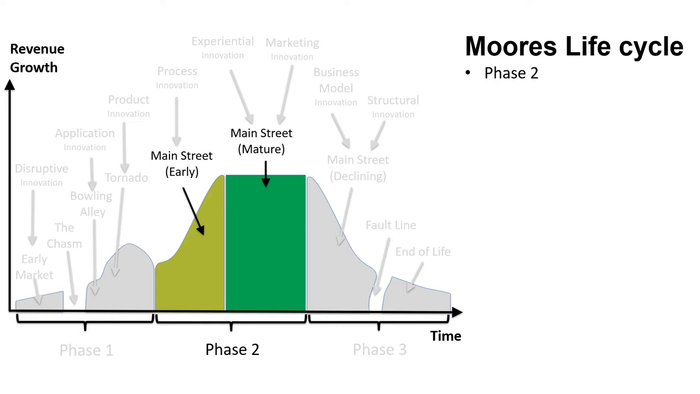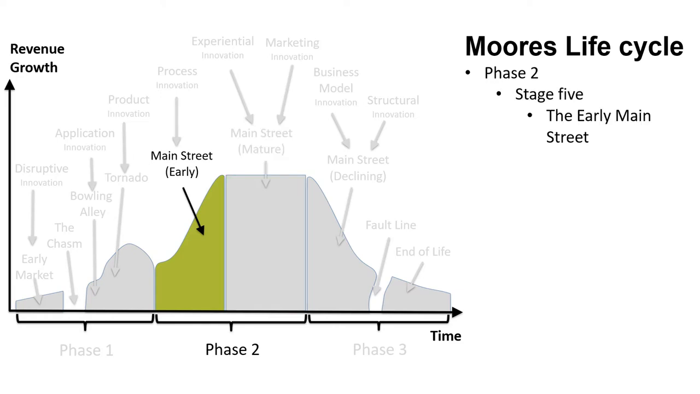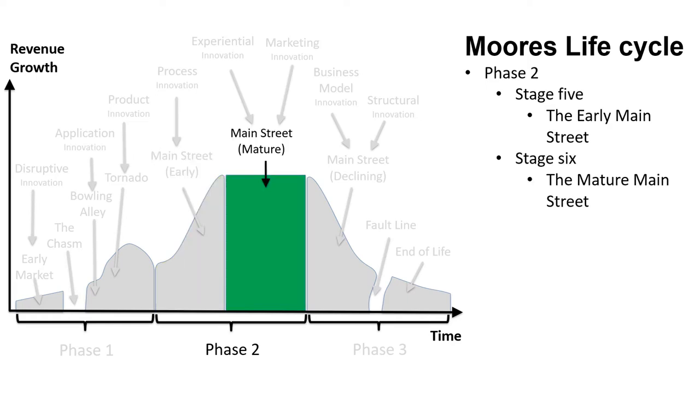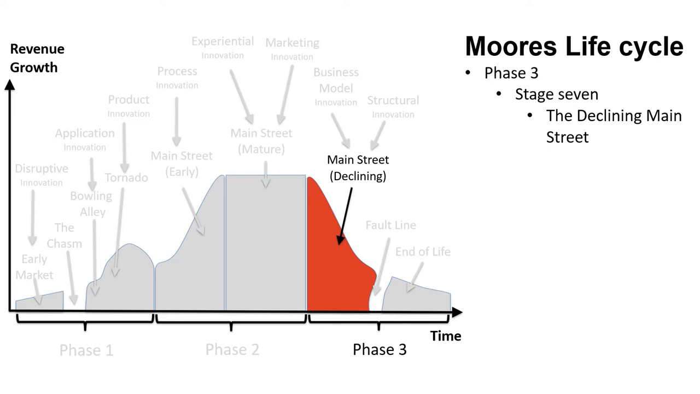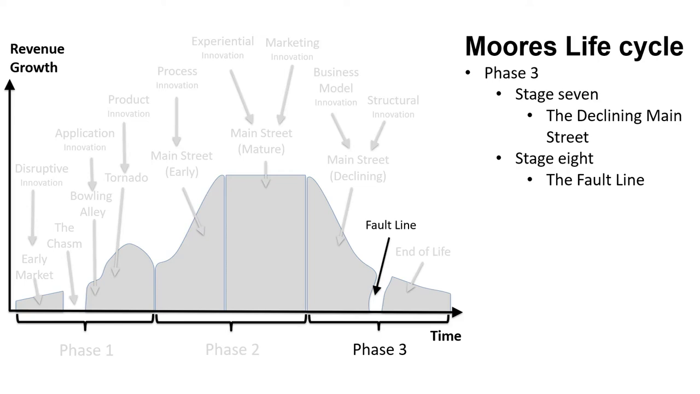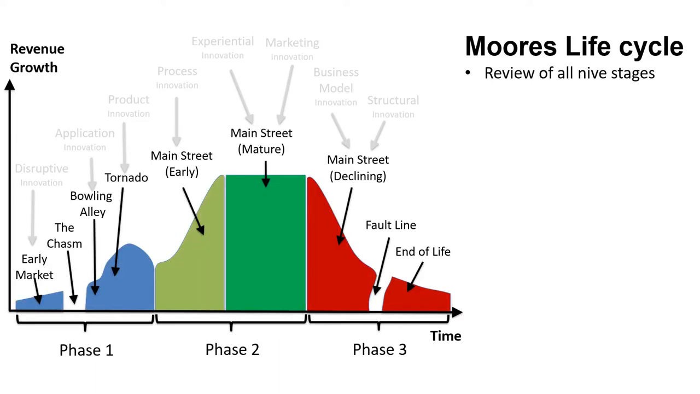The second phase consists of 2 stages. These are Stage 5, the early Main Street, and Stage 6, the mature Main Street. The third and last phase consists of 3 stages. These are Stage 7, the declining Main Street, Stage 8, the fault line, and finally, Stage 9, the end of life. All 9 stages in the life cycle are reviewed in the following sections.